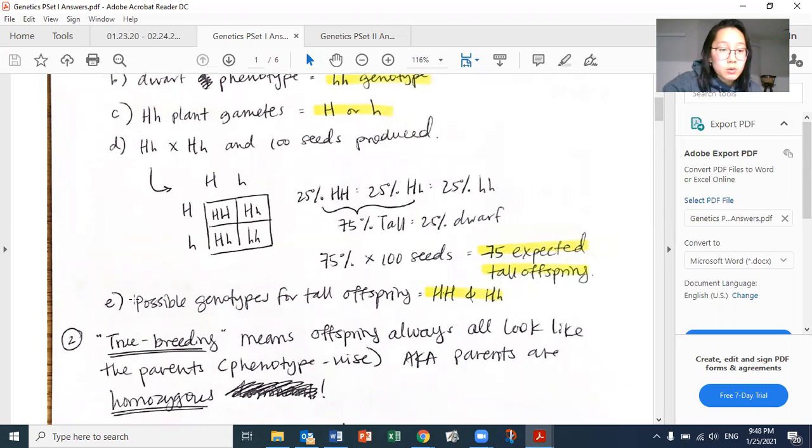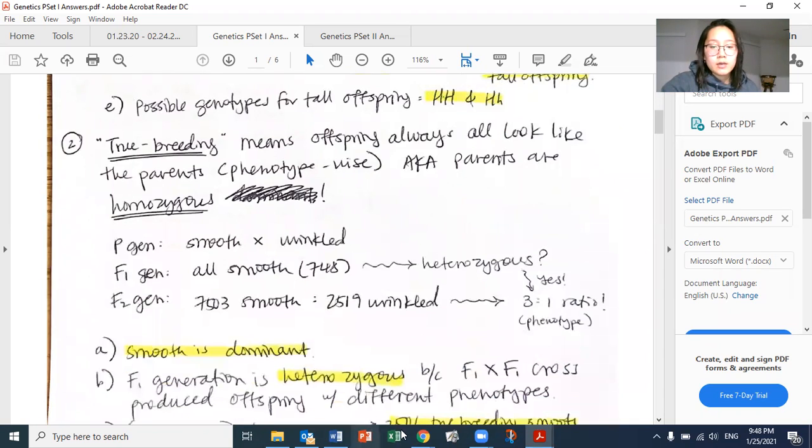And then in part E, what would the possible genotypes for tall offspring be? Well, you can have capital H capital H as a result here, or capital H, lowercase h heterozygous. Both of them will have a tall phenotype. So the possible genotypes would be both the homozygous dominant and the heterozygous.